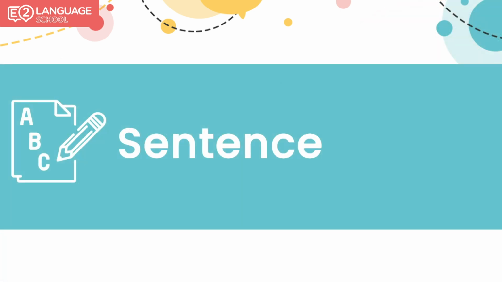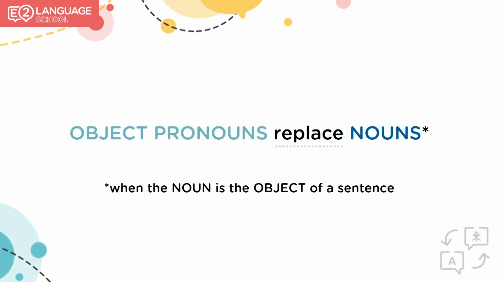Now it's time to move on to our second half of the lesson, and this is how we use object pronouns in a sentence. Now, object pronouns replace nouns when the noun is the object of the sentence. So first of all, if you don't understand the word replace, if you haven't seen this word before, just take out your dictionary and look up this word. It's a key word to know.